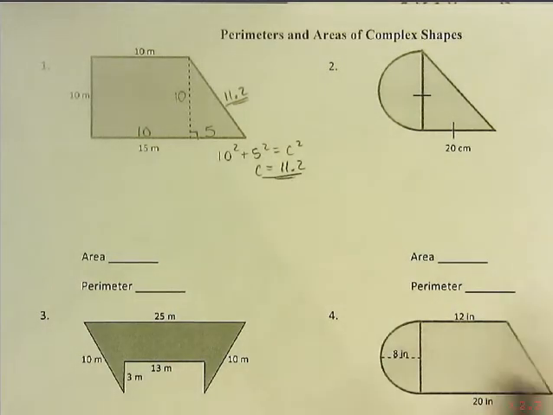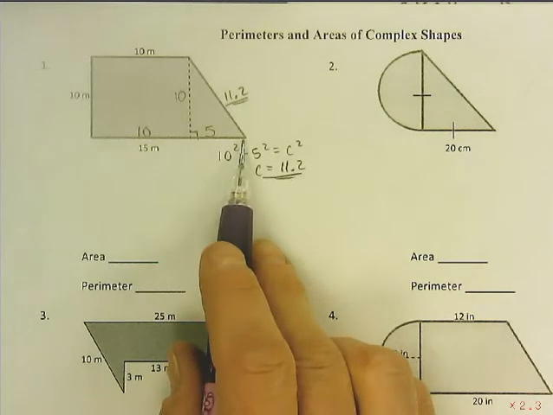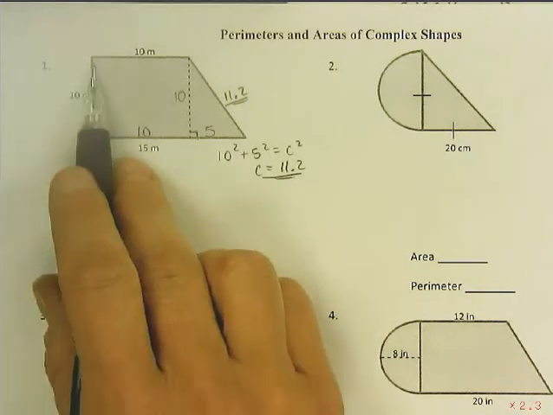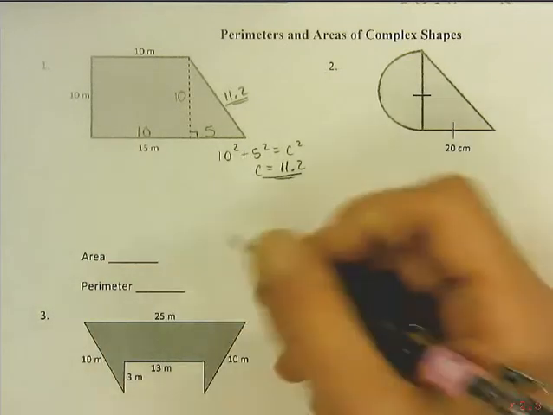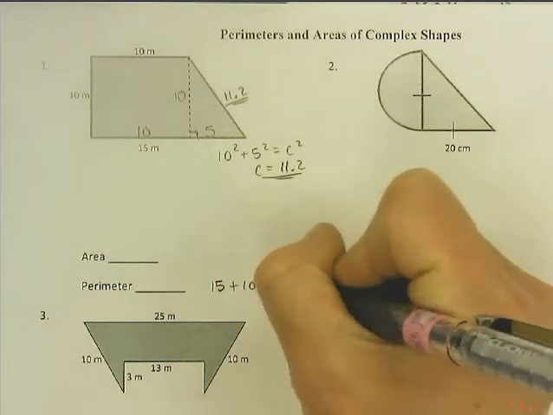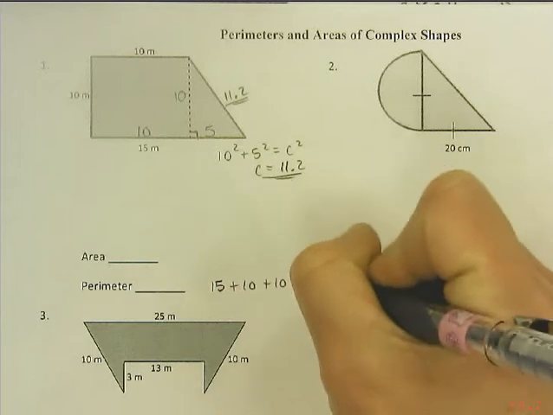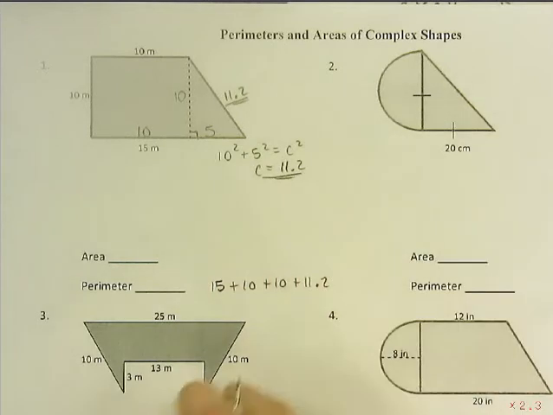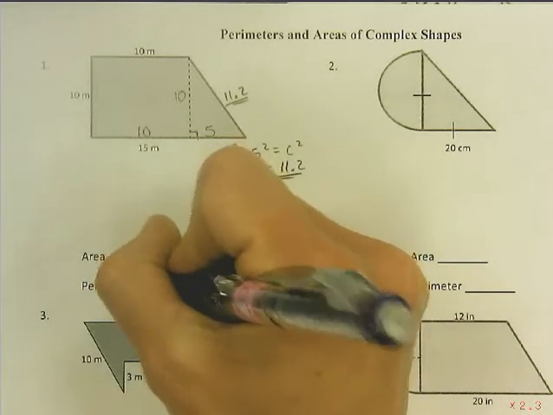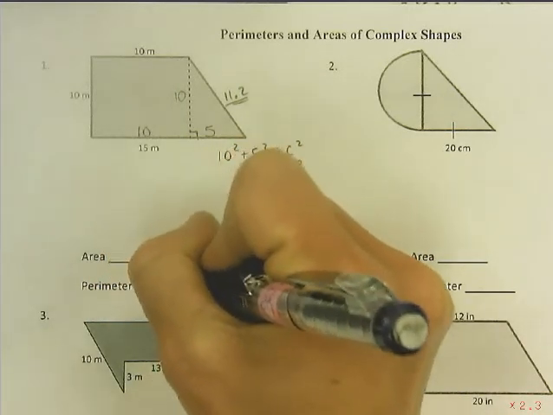So the perimeter we can easily find here. We're just going to add up the outside dimensions. So we have 15 plus 10 plus 10 plus 11.2. And again, I always remind my students to write this out in case they plug it into their calculator wrong, I can still give you most credit. So after putting this into your calculator, you should get 46.2 meters.